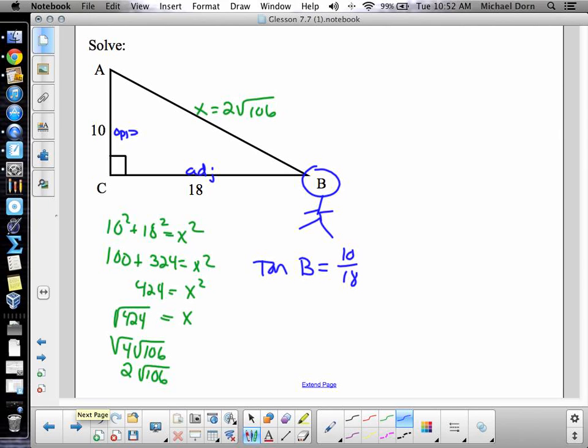That gives 0.5556. So I put that, go to my tangent column, 0.5556, very close to 29 degrees. Which means B is about 61 degrees. And if we did it in our calculator, second function tangent 10 divided by 18, 29.05 degrees. So pretty close.